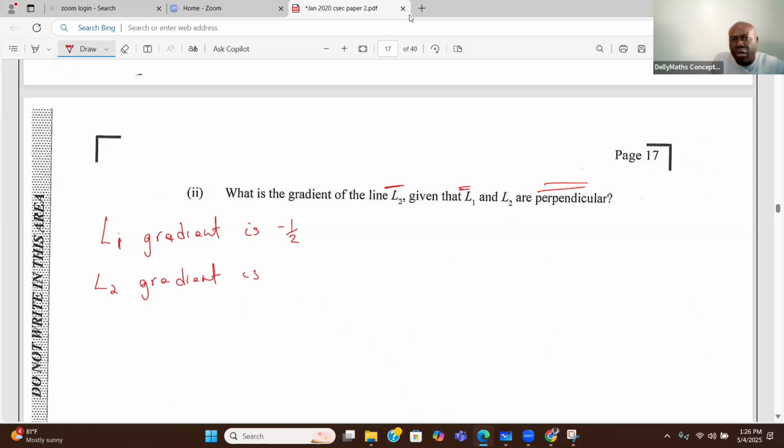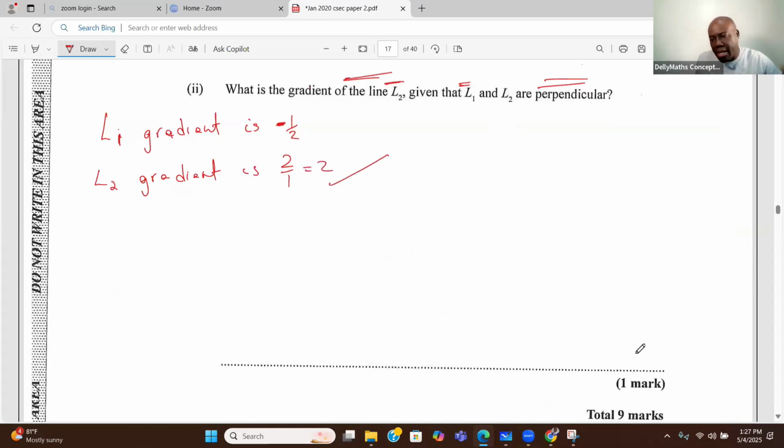is the negative reciprocal of that. And when we say negative reciprocal, we're saying you're going to turn it upside down first. If the first one was positive, the second one will be negative. If the first one was negative like this, the next one will be positive. So they are never the same sign, okay? So this is basically positive 2. Coming from negative 1/2, it's going to be positive 2. That's the gradient for L2. That's all they wanted: what is the gradient of L2? So normally this might just be 1 mark because it's not a big deal.